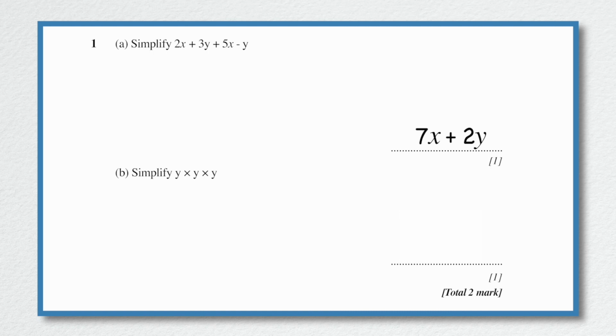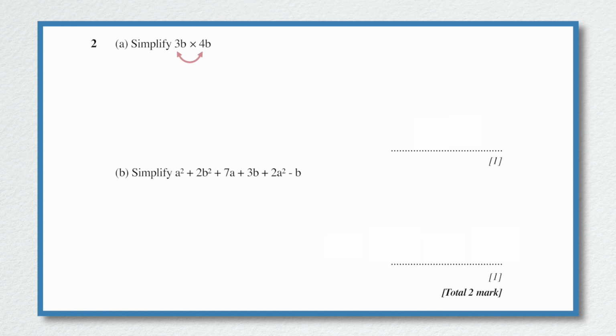Basically, that is y cubed. Here's another question. Again, it's in 2 parts, and again there's only 1 mark for each part. Part A, simplify 3b multiplied by 4b.